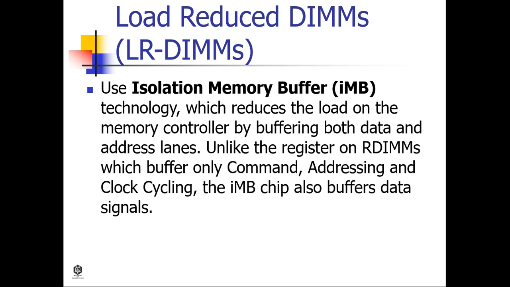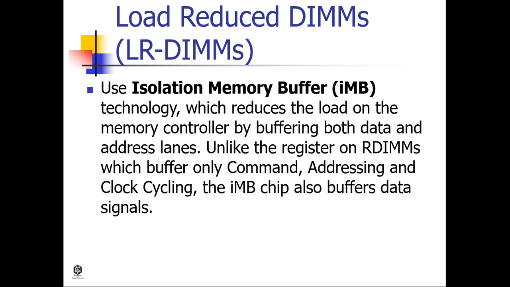And the last type of DIMM is the Load-Reduced DIMM, or LRDIMM. It uses Isolation Memory Buffer, or IMB, technology, which reduces the load on the memory controller by buffering both data and address lanes. Unlike the register on RDIMM, which buffers only command, addressing, and clock cycling, the IMB chip also buffers data signals.